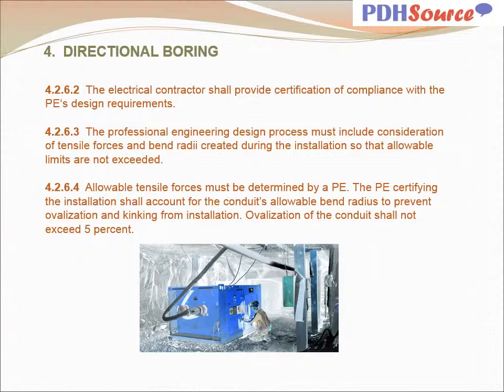The professional engineering design process must include consideration of tensile forces and bend radii created during the installation so that allowable limits are not exceeded. Allowable tensile forces must be determined by a PE. The PE certifying the installation shall account for the conduit's allowable bend radius to prevent ovalization and kinking from installation. Ovalization of the conduit shall not exceed 5%.